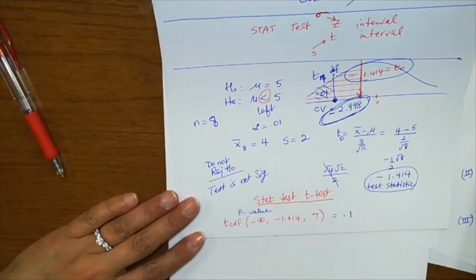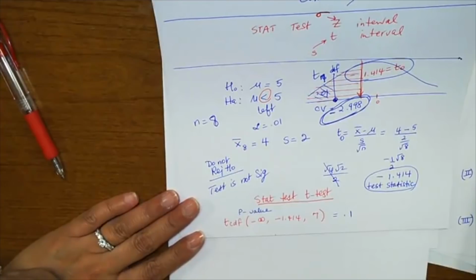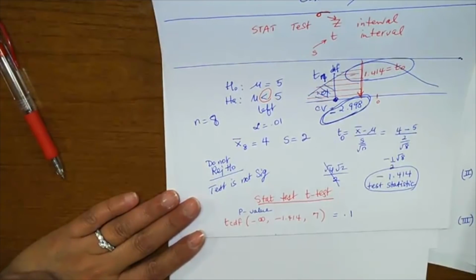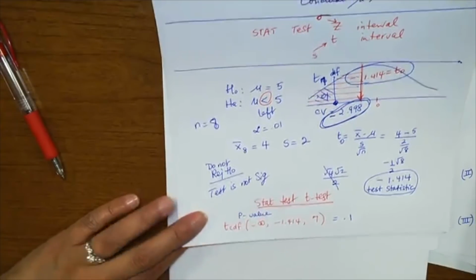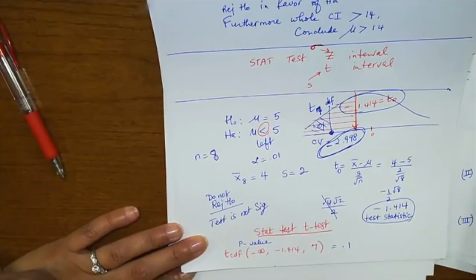Is mu naught the same thing as H naught? Mu naught is the mean that comes from the null hypothesis. The mean in the null hypothesis in the claim. Okay. Question? Do you feel pretty comfortable? Okay, good.